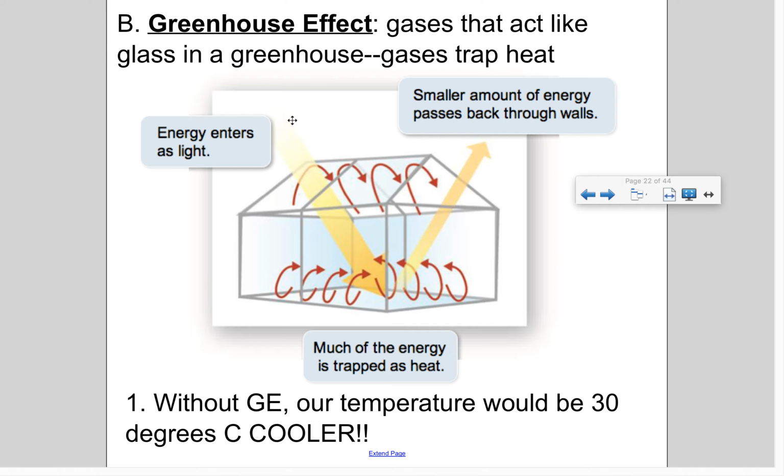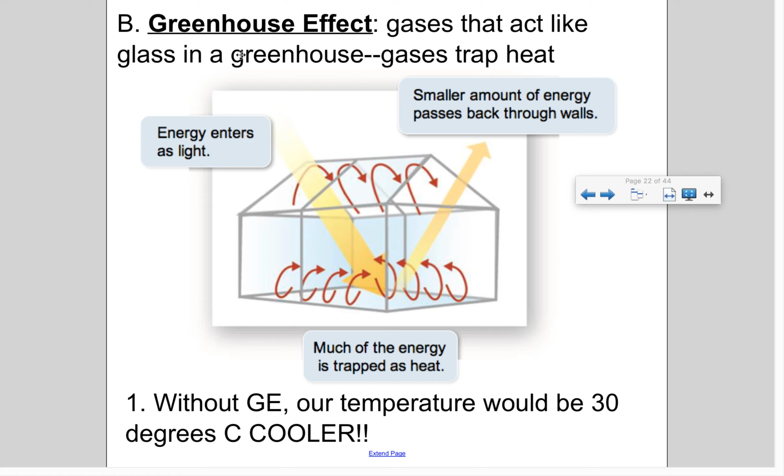So here's my greenhouse, and if I have energy that enters as light, it's going to warm up the air molecules in here. But air molecules can't travel through glass. So we get this nice convection going on here. Warm air rises and it cools, but inside a greenhouse, it's a lot warmer than outside of a greenhouse. Some energy can escape back through the walls, and we do see this with Earth. Some energy can be lost back to space.